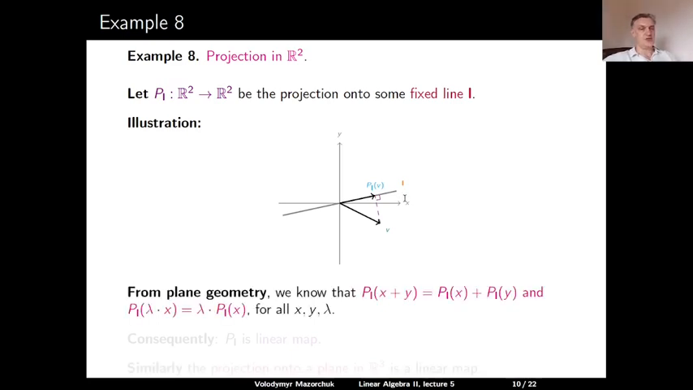And from plane geometry, we know that PL applied to x plus y is equal to PL of x plus PL of y. And similarly, PL applied to lambda x is equal to lambda times PL of x. So such projection is a linear map. And similarly, one can also see that the projection onto a plane in R3 is a linear map.